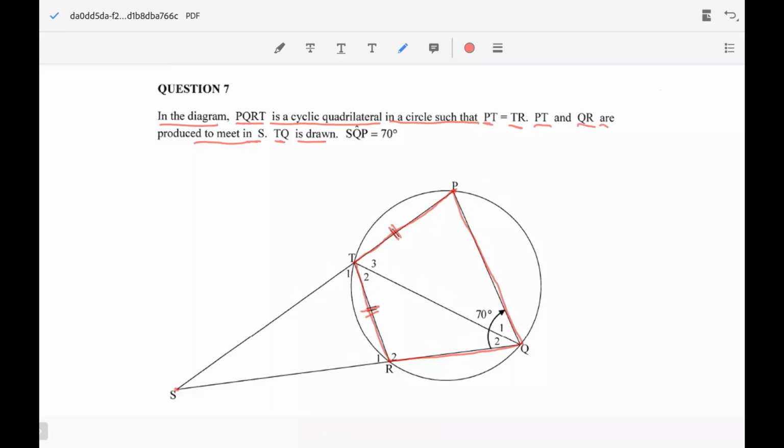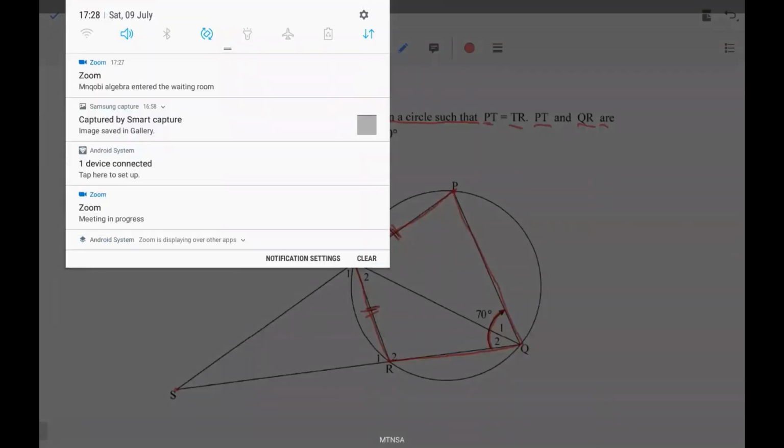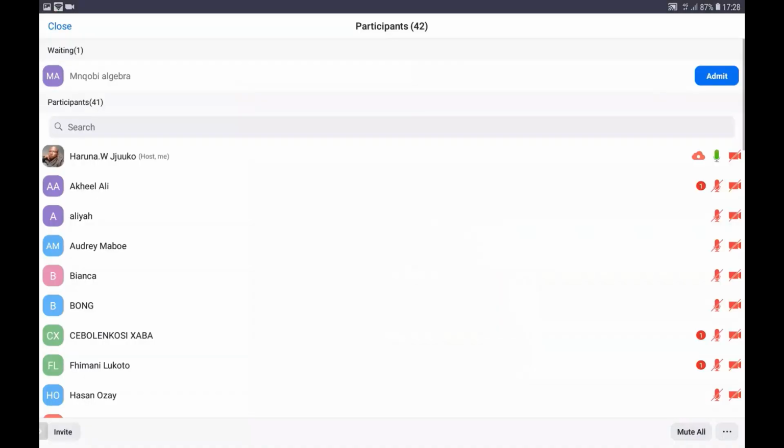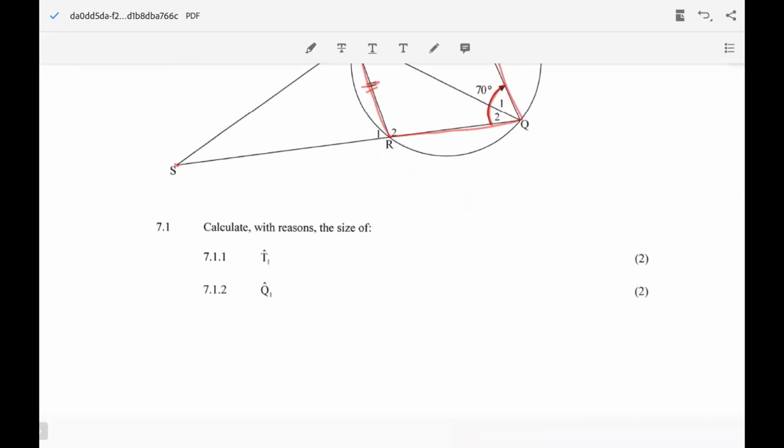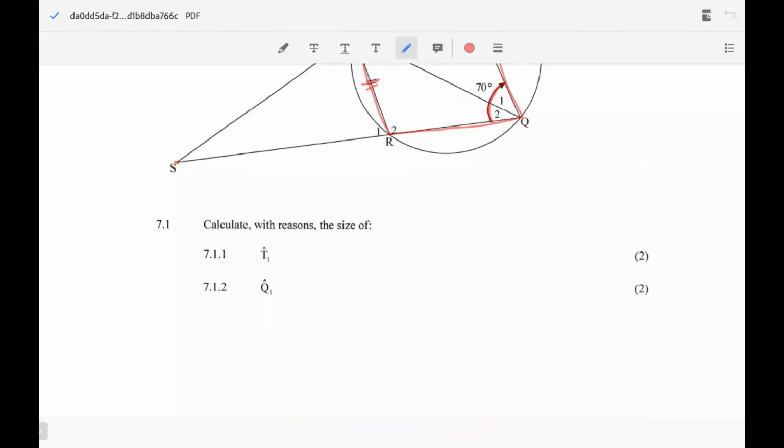TQ is drawn. SQP equals 70 degrees. So SQP, that is Q1 plus Q2, the whole of Q1 plus Q2 is 70 degrees. Looking at the diagram, we don't have a tangent, so I shouldn't expect anyone to talk about the tangent. There is no tangent at all. The first question says, calculate with reasons the size of angle T1.